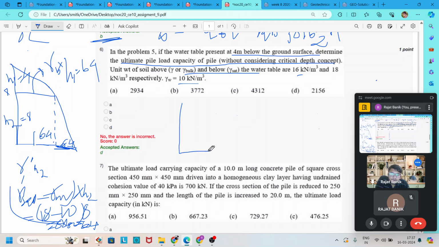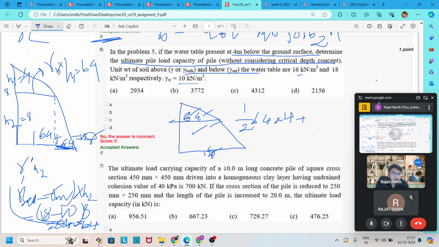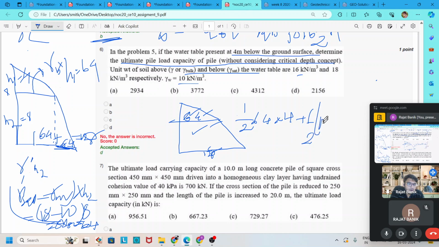Now we draw this diagram again with these values. Here to here is 64. If you add 64 and 64, it becomes 128. So here this is 128. First find the total area of this diagram. Area 1 is half into 64 into h1, h1 is 4, plus the area of this, which looks like a trapezoid, equal to half into 128 plus 64 into h2, height h2 is 8. So the total area is 0.5 into 64 into 4 plus 0.5 into 128 plus 64, into 8, which is equal to 896. So the total vertical force for thrust is 896.